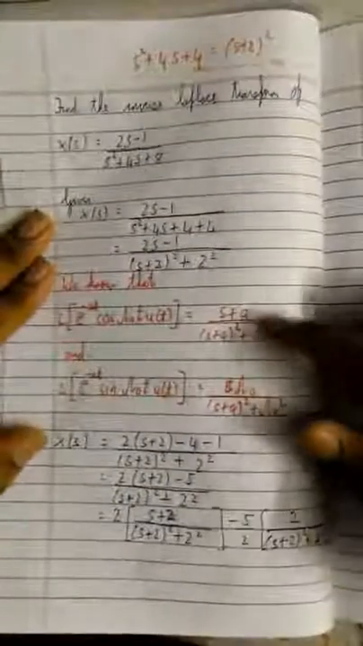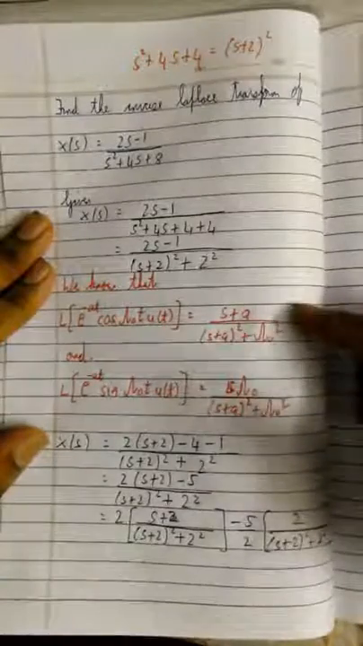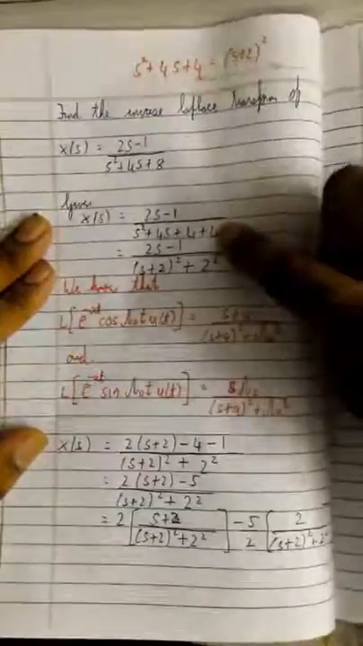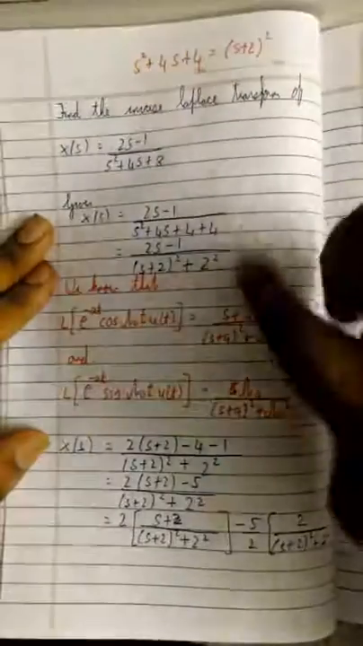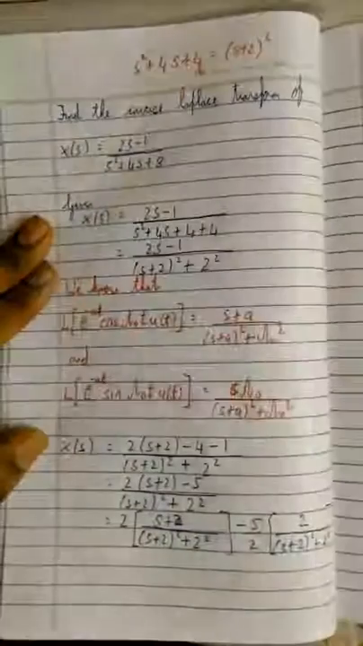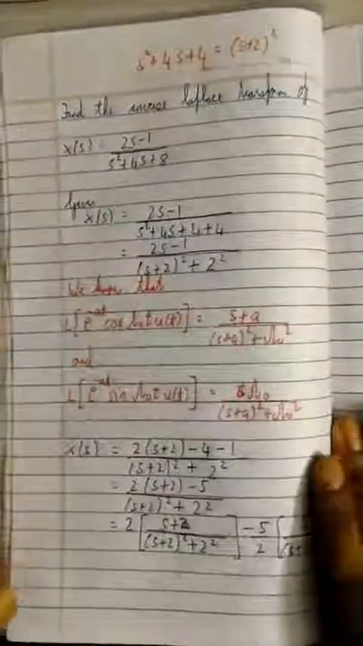Okay, so all you need to do is simply remember these two equations. Then you can convert any equation with a denominator which you cannot factorize into a factorizable equation by simply applying this technique. Okay, so this is how we do the problem.